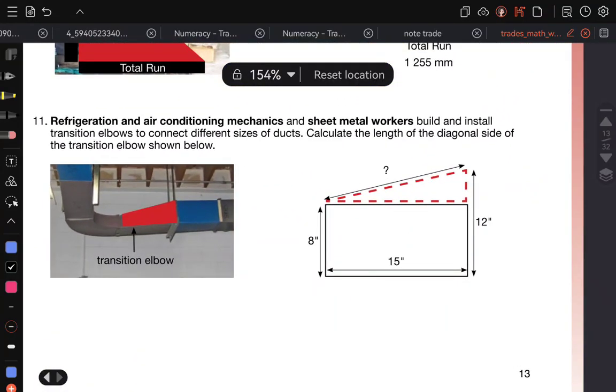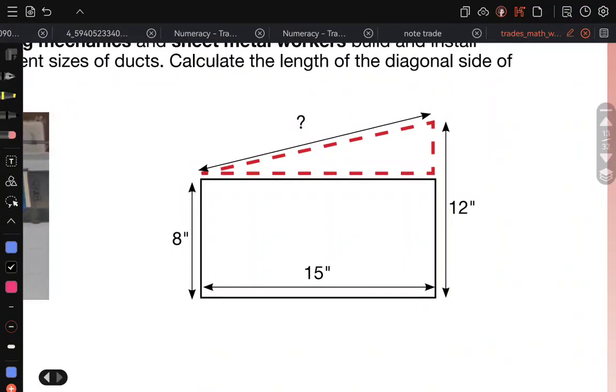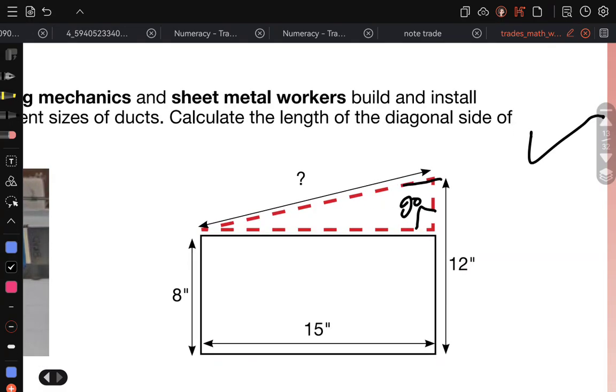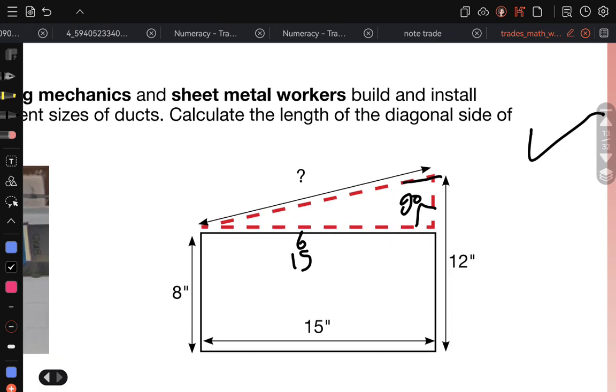Stop the video, read the whole question, understand the question. It's the same thing, but there is only a small trick. Now this is our triangle. It is 90 degree, so we can use our formula, which is nice and easy. b equals 15. But this one is unknown, this one is c. What about this one? How can we know that?